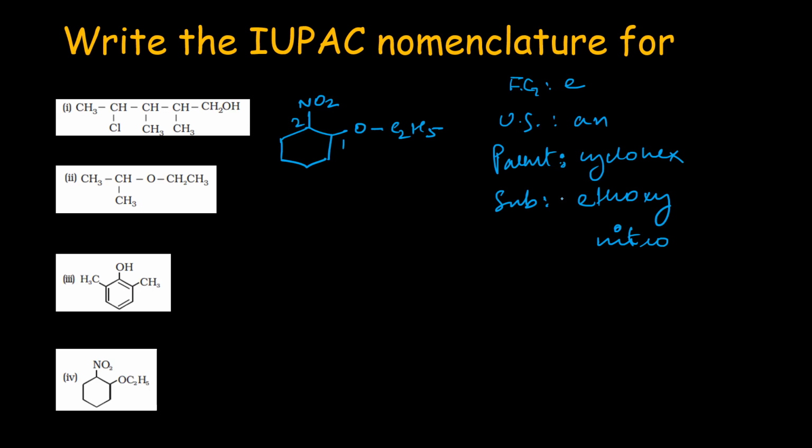So we'll get 1-ethoxy, 2-nitro. And we will also write it like this, E and then N. So this will be 1-ethoxy-2-nitrocyclohexane. 1-ethoxy, this is 1. 1-ethoxy-2-nitrocyclohexane. This is nitro.